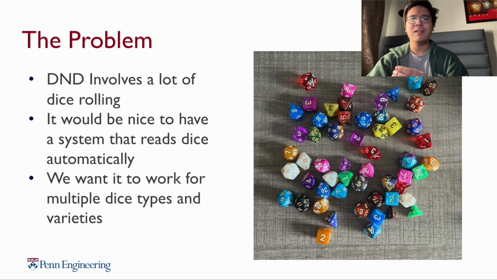So what's the problem that we want to solve here? Essentially, we want to train a model that takes in an image of multiple dice and it identifies the face-up values of the dice in that image. We want it to work for all D&D dice, all the way from D4, which are 4-sided die, to D20, which are 20-sided die. We also want it to work for different dice designs.